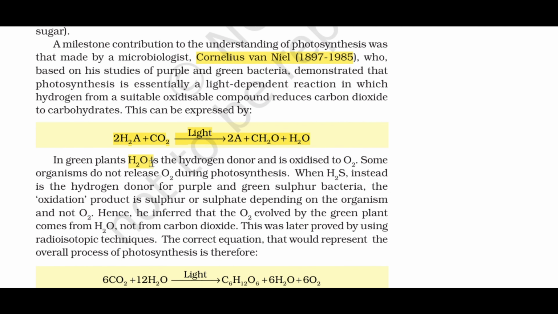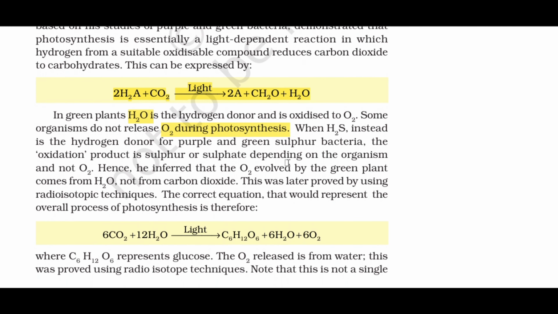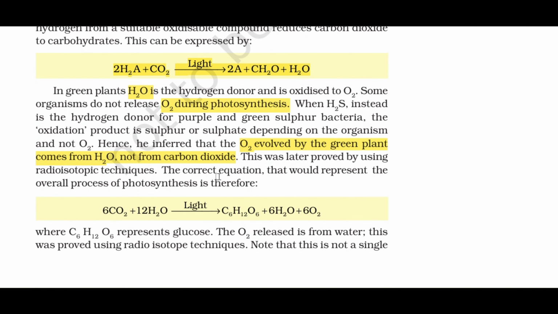Some organisms do not release O2 during photosynthesis. When H2S instead is the hydrogen donor for purple and green sulfur bacteria, the oxidation product is sulfur or sulfate depending on the organism, and not O2. Hence, he inferred that the O2 evolved by the green plant comes from H2O, not from carbon dioxide. This was later proved by using radioisotopic techniques.